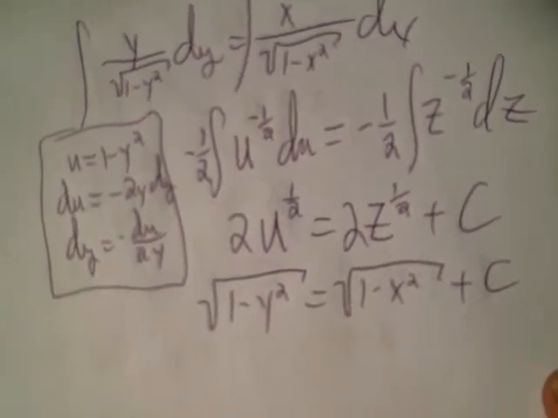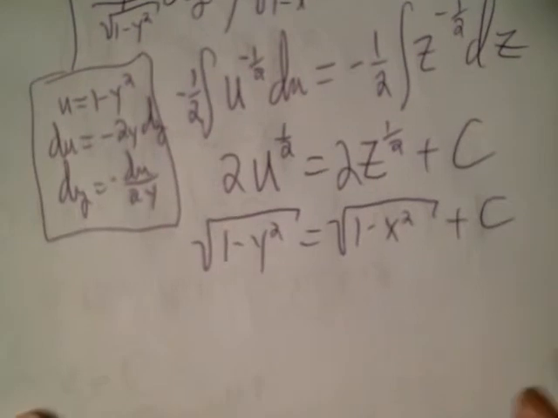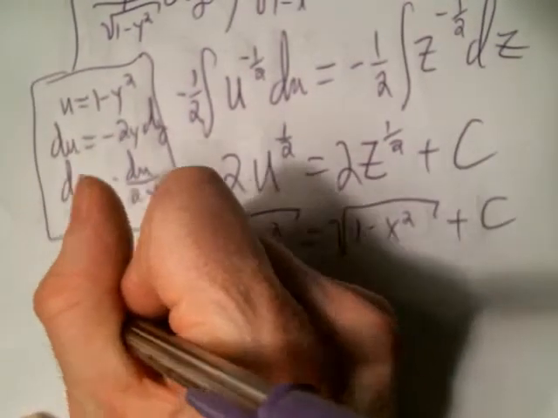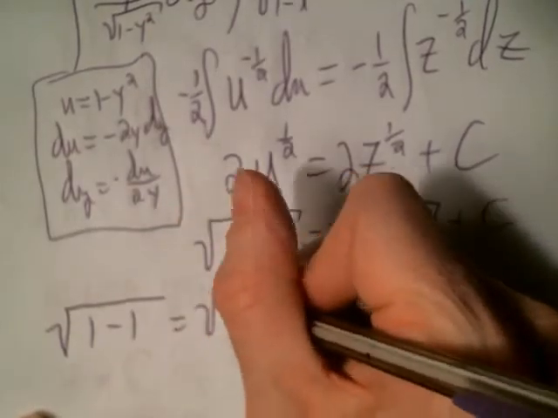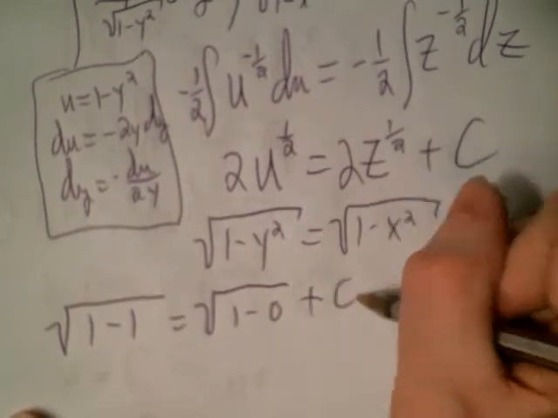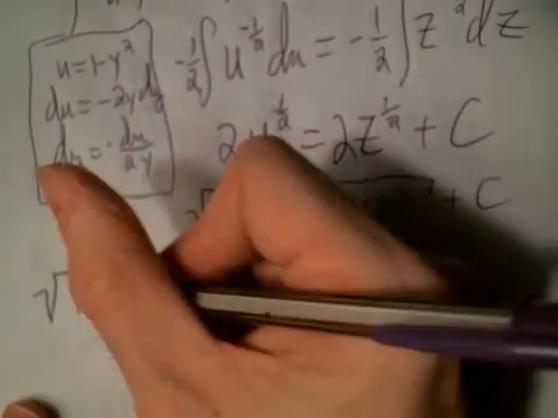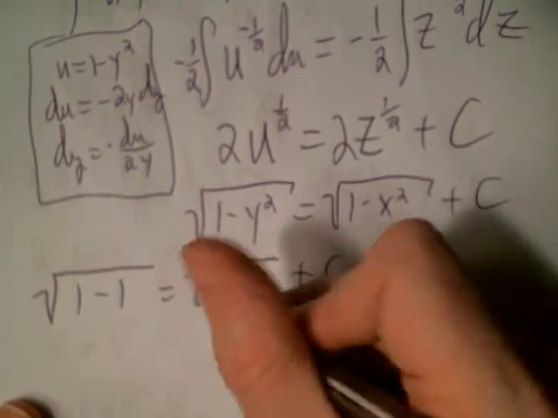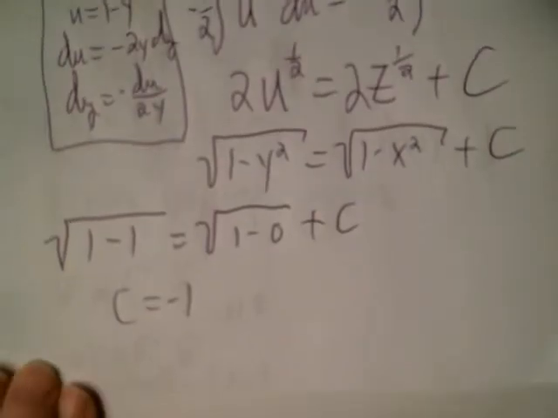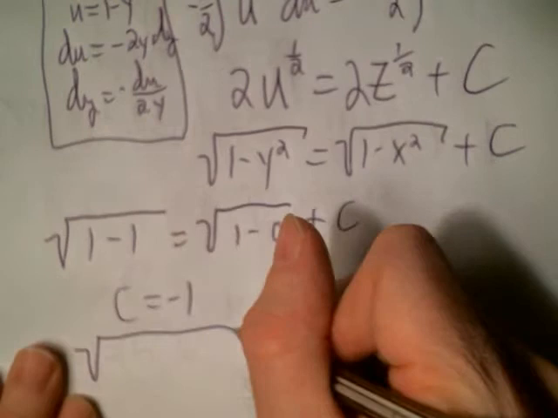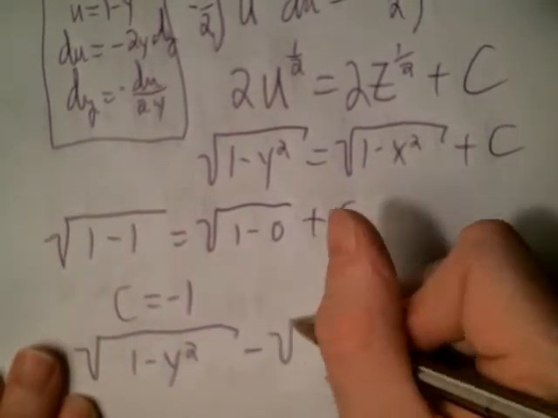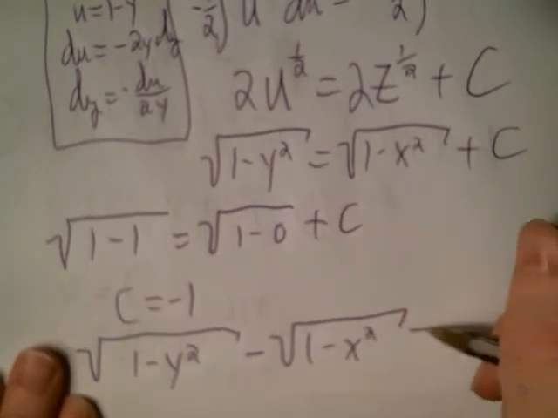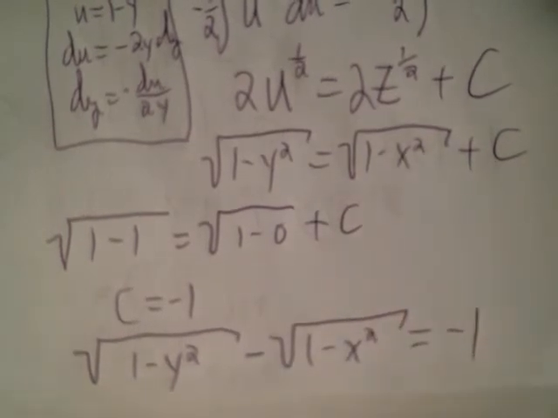Let's go ahead now and find the particular solution. y of 0 is 1. So y is 1. I get the square root of 1 minus 1 squared is 1 equals the square root of 1 minus 0 plus c. So it looks like c is going to be negative 1. Right? So this would be 0, this is 1, move it over. c is negative 1. So our particular solution: the square root of 1 minus y squared minus the square root of 1 minus x squared is negative 1.